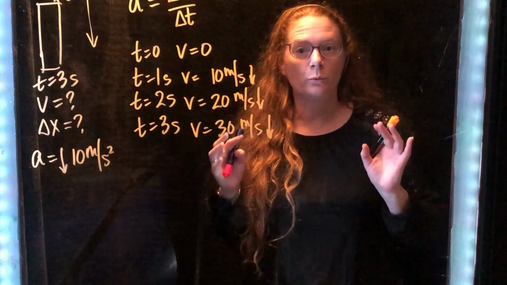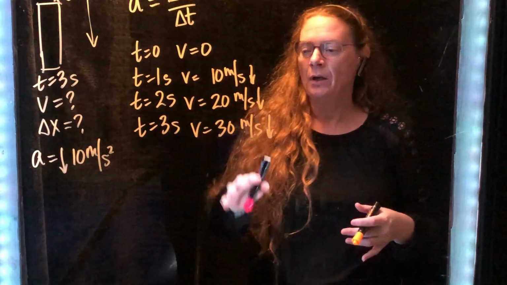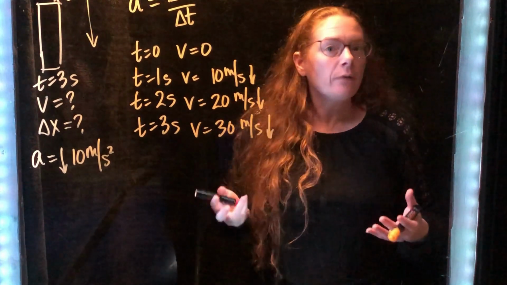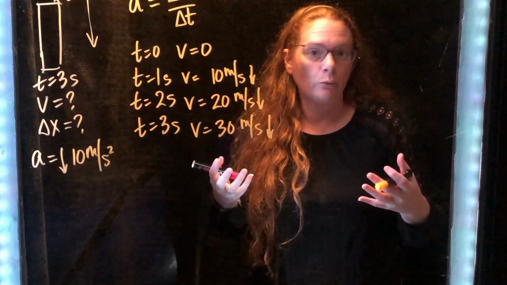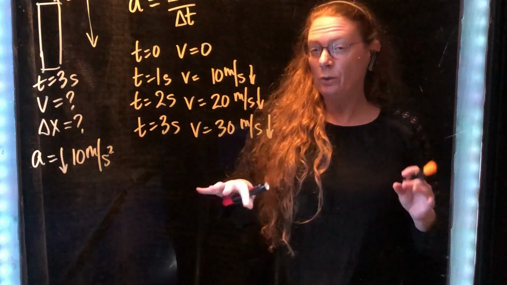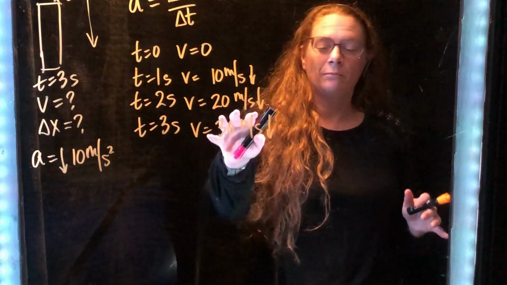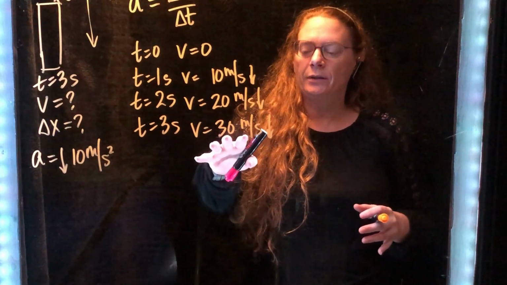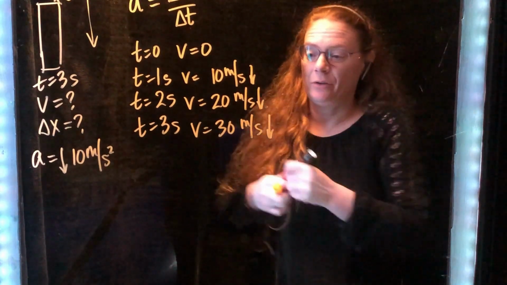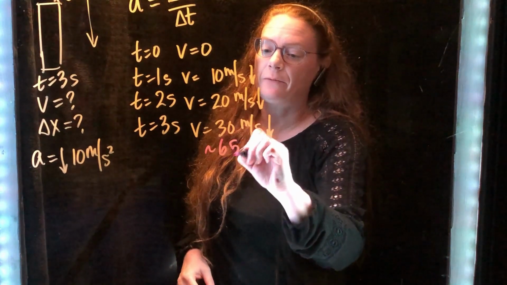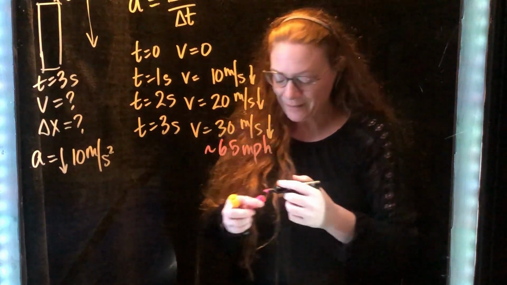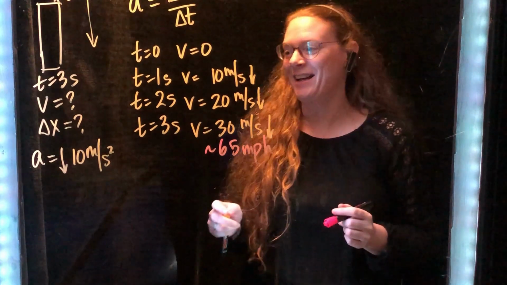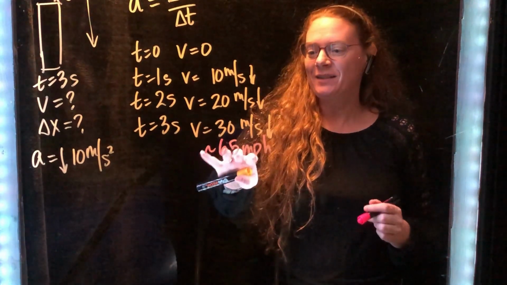And remember to stop and say, is this reasonable? So is 30 meters per second reasonable? Okay, we don't have a good sense usually of what a meter per second is, but we know miles per hour. So it's double plus a little bit to get to miles an hour. So double plus a little bit would be maybe 65 miles an hour. So this is somewhere around 65 miles per hour. Is that reasonable? That's pretty darn fast.